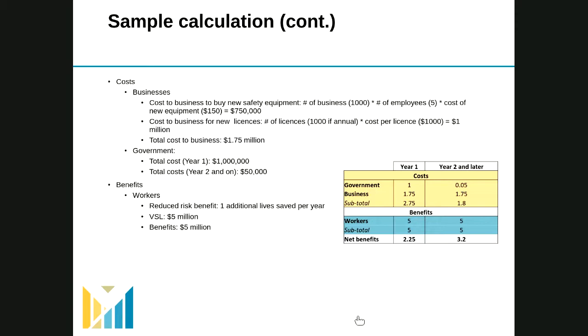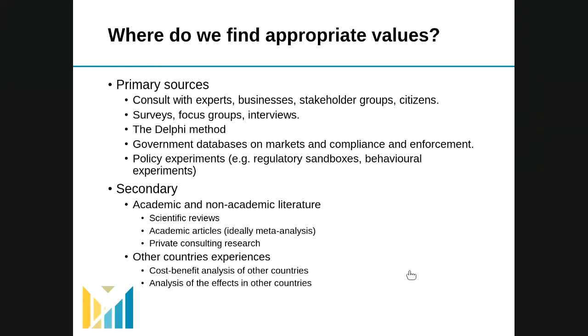Now, often we might have other costs and benefits that we can't quantify or monetize. But we can always include those in our cost-benefit analysis as part of the report or as part of the decision-making process. So the question then is, where do we actually find appropriate values? Because we need data to understand how to quantify and monetize all of these different costs and benefits in our analysis.